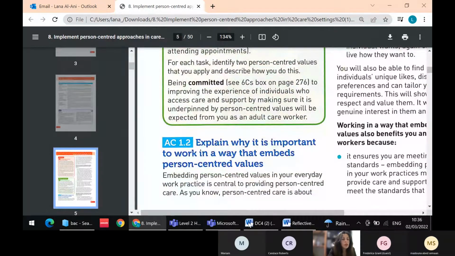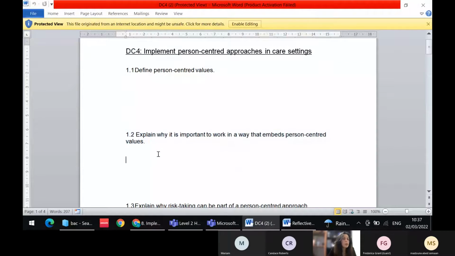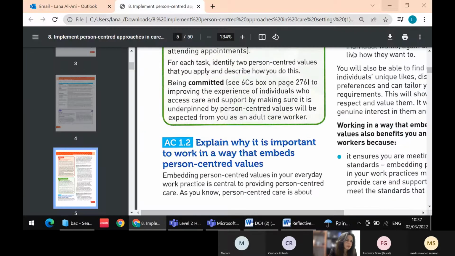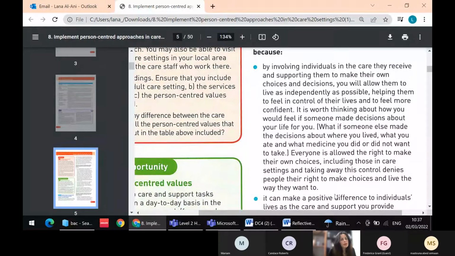Yes. Excellent. So now when I go to question number 2, it says explain why it is important to work in a way that embeds person-centered value. So why it is important to do all this? So why it is important? So for you, number 1, why it is important?